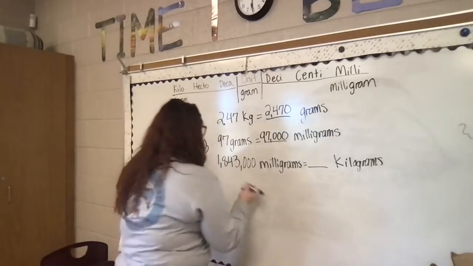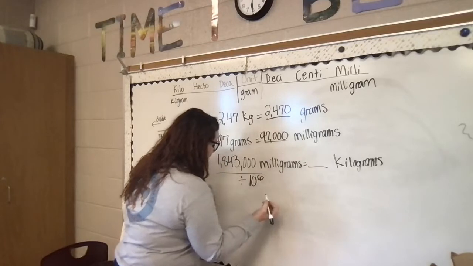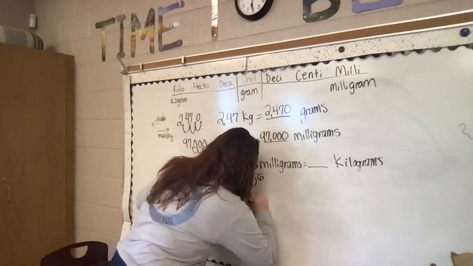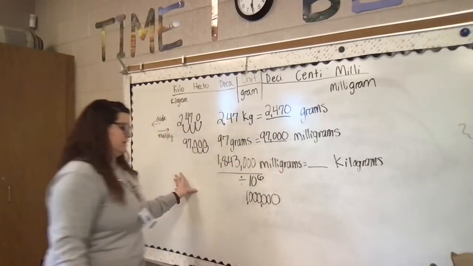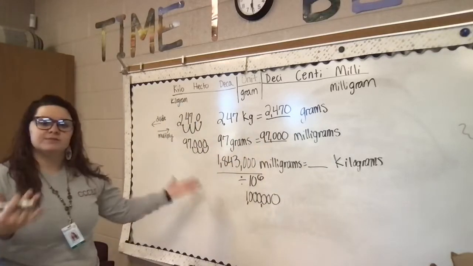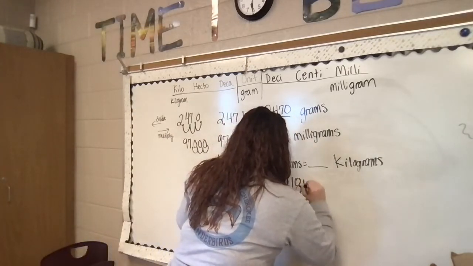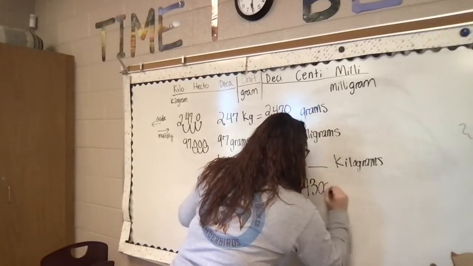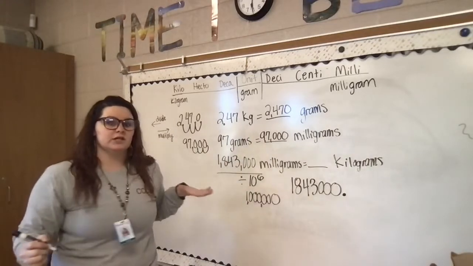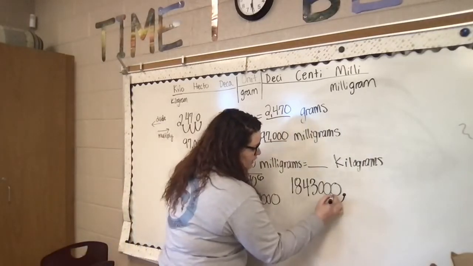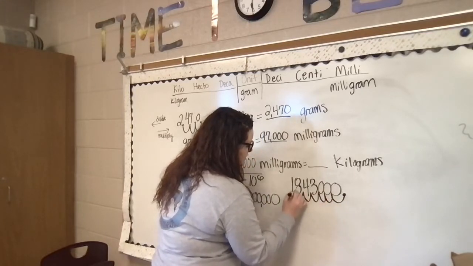We can also think of this as this number divided by 10 to the 6th power, which is equivalent to 1 million. Now we just need to move our decimal 6 times in our number. So we have 1,843,000. Our decimal was here, and we're going to divide, so move it to the left 6 times. 1, 2, 3, 4, 5, and 6.